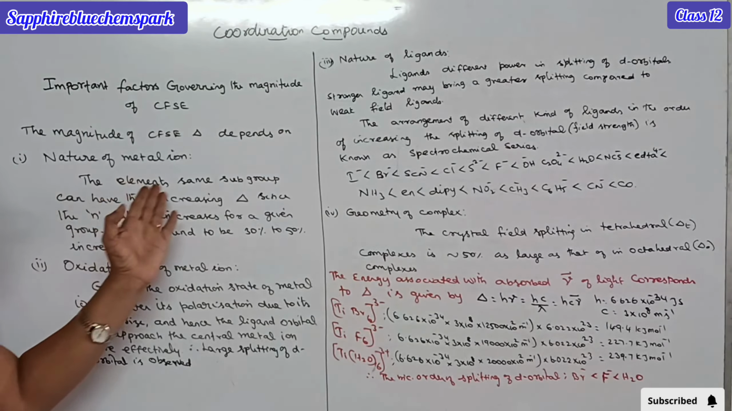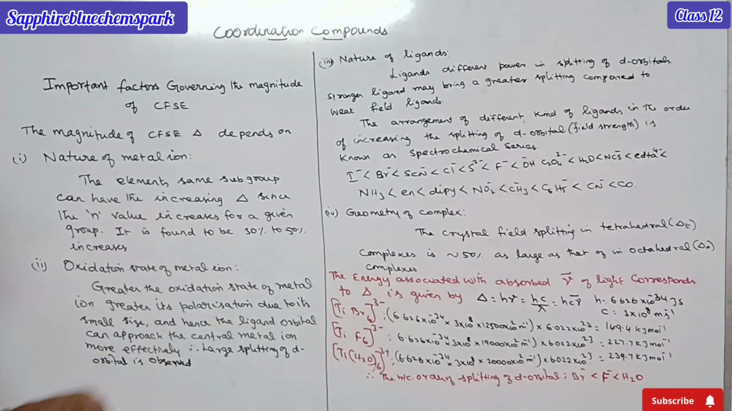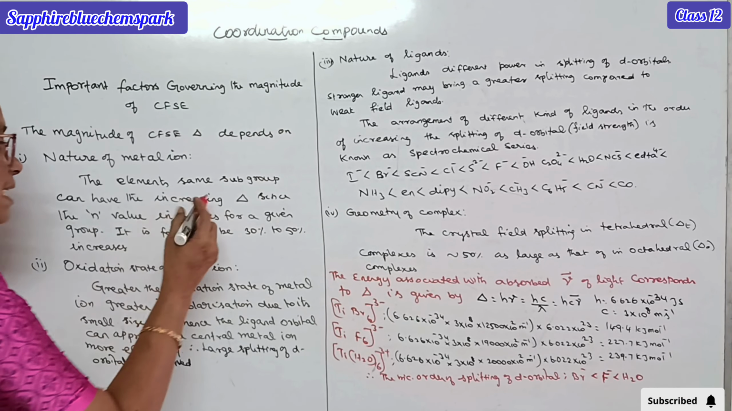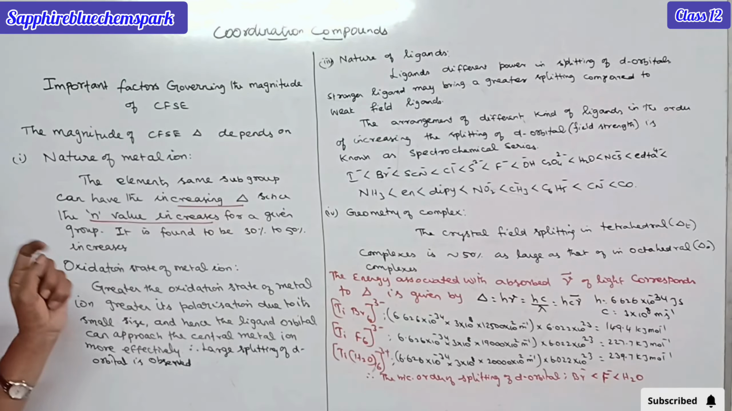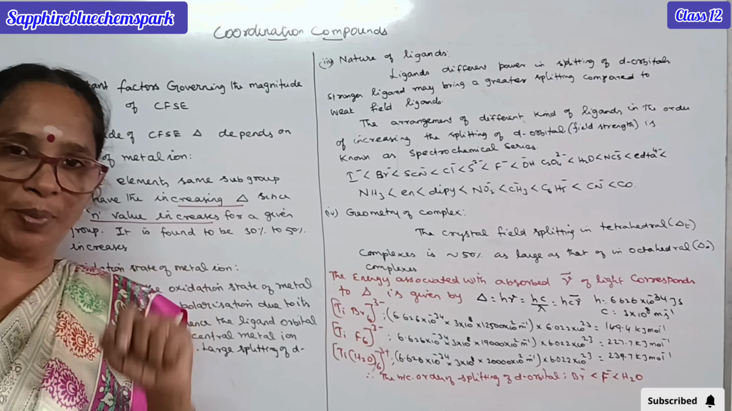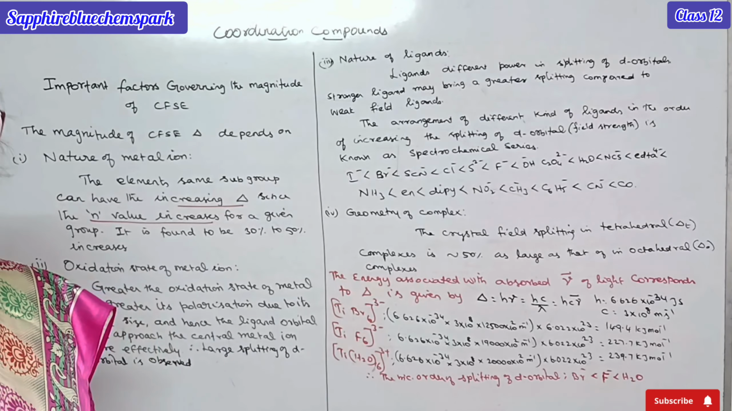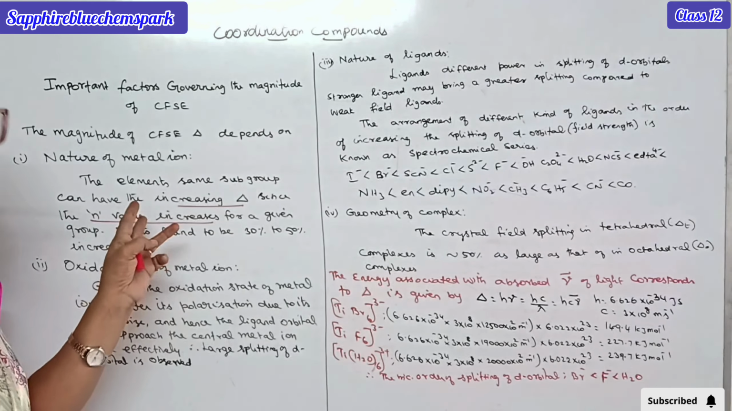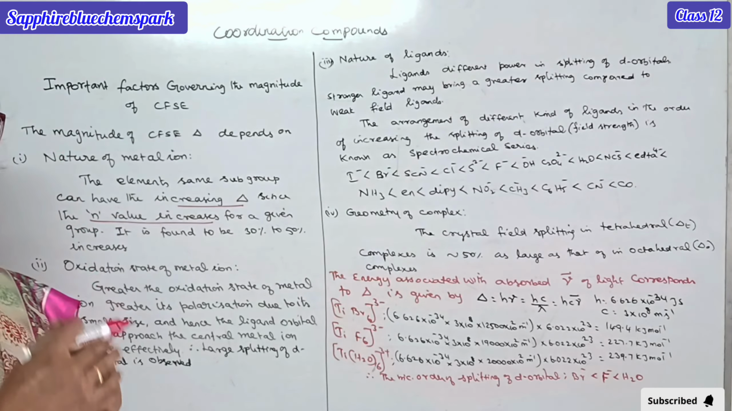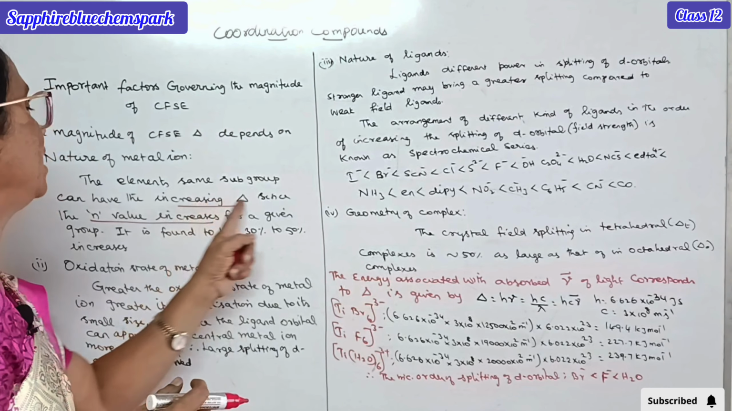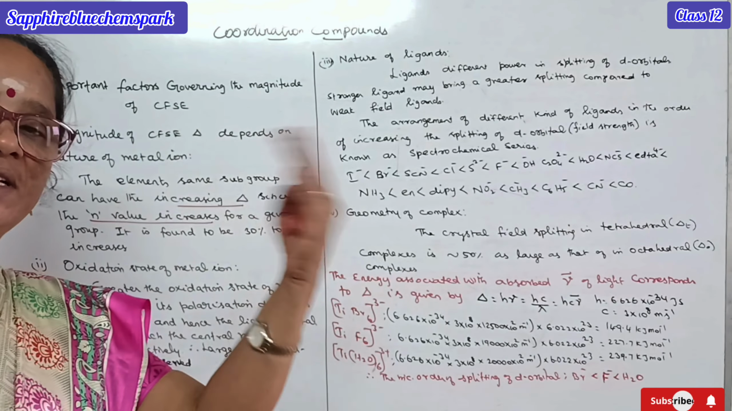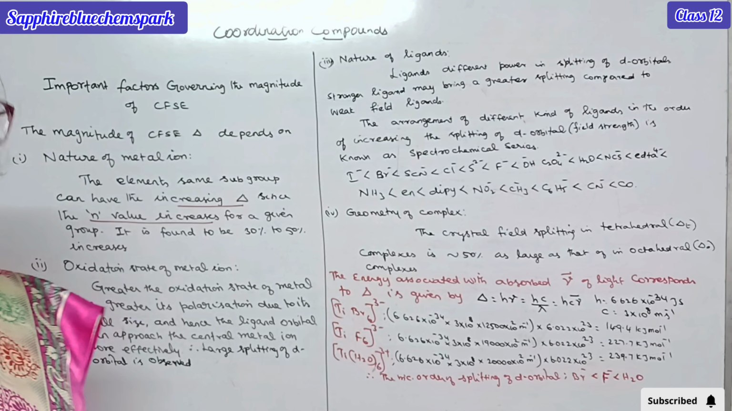Elements of the same subgroup have increasing del since the n value increases. The n value is nothing but the period number or the principal quantum number. So, when the period number increases for elements belonging to the same group, the splitting del value, and the crystal field stabilization energy, also increases.